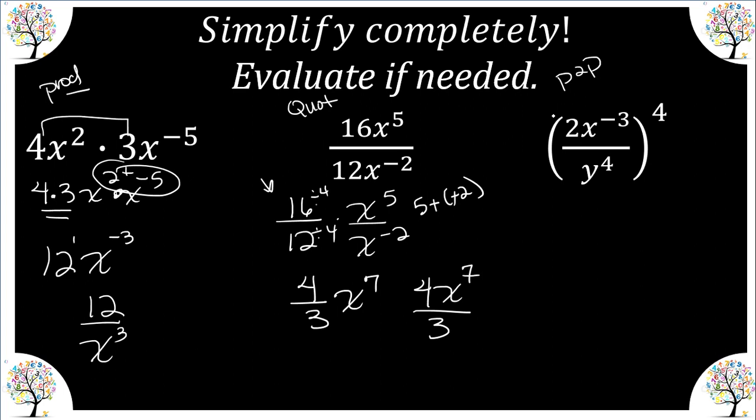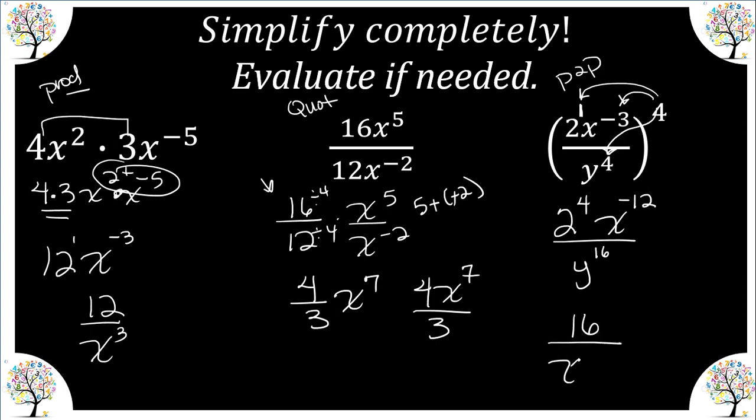Now we have a power to a power. Let's write in this understood 1, and we're going to multiply this outside power to every exponent inside the parentheses. So we really have 2 to the 4th, x to the negative 12, and y to the 16th. We can evaluate 2 to the 4th, so we know that is 16. Our x to the negative 12 needs to be moved to the denominator, and then y to the 16th stays in the denominator.